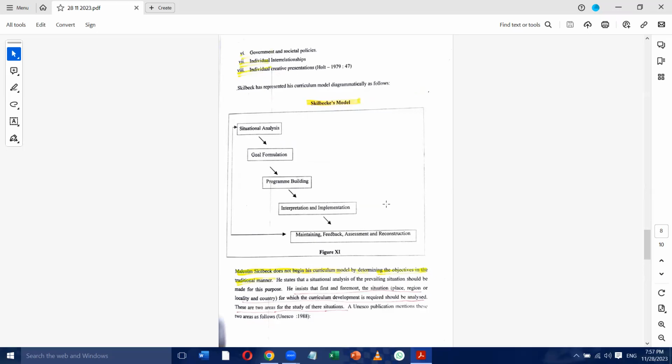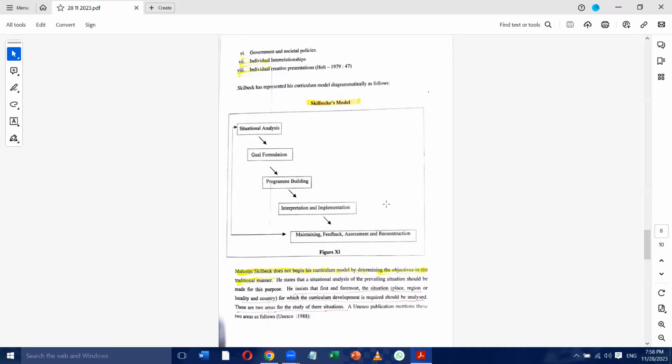So Holt, he was subscribing to Skillbeck's concept in 1979. So this is the Skillbeck's model. You can see that. So situation analysis, goal formulation, program building, interpretation and implementation, maintaining feedback, assessment, and records. He has given some other alternative terms here, right?